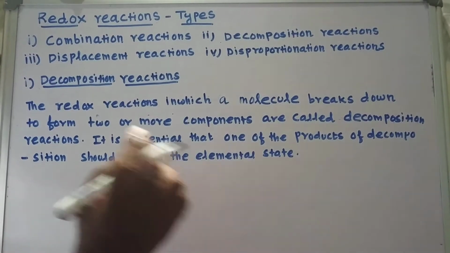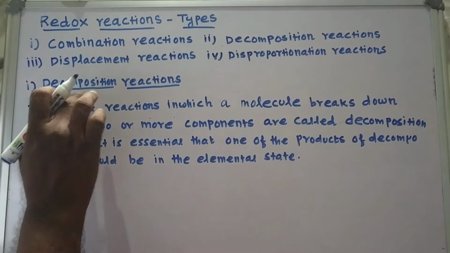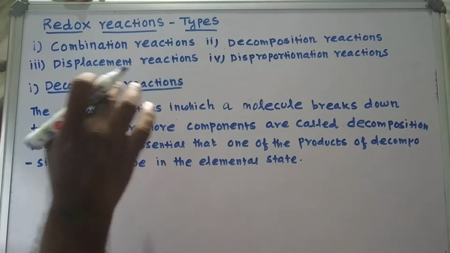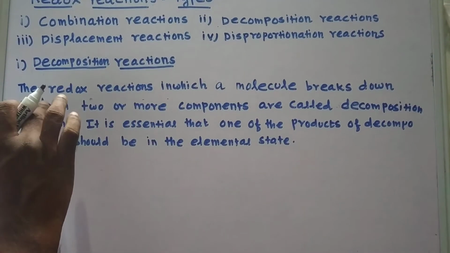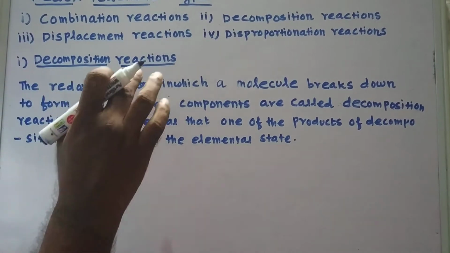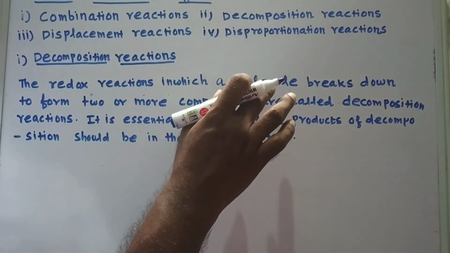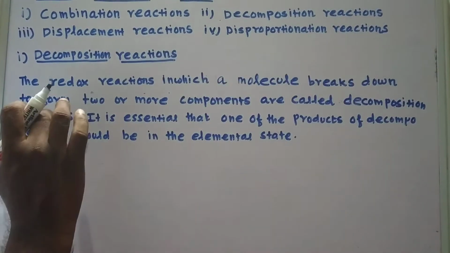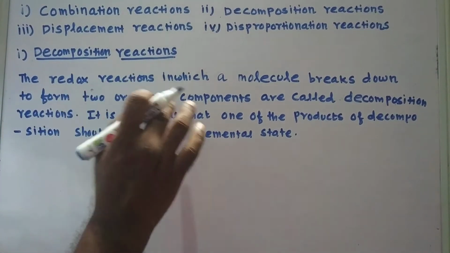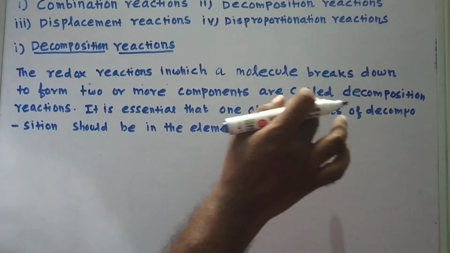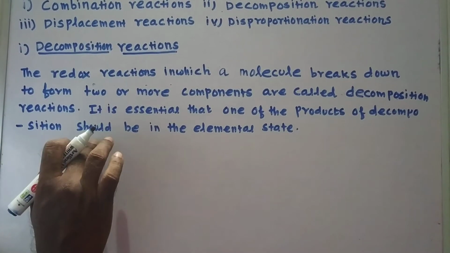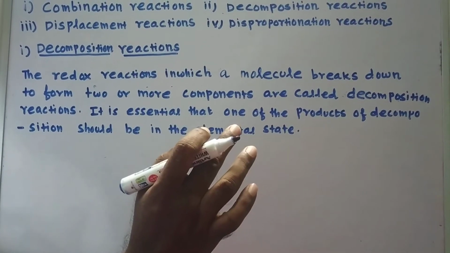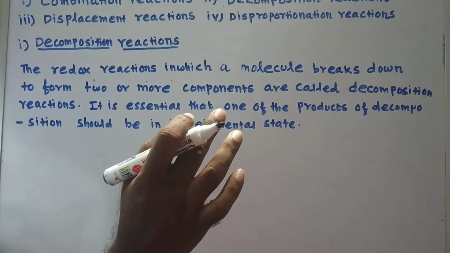Okay, students. Next, we are going to discuss decomposition reactions. The redox reactions in which a molecule breaks down to form 2 or more components are called decomposition reactions. It is essential that one of the products of decomposition reactions should be in the elemental state. Now, we are going to see some examples.